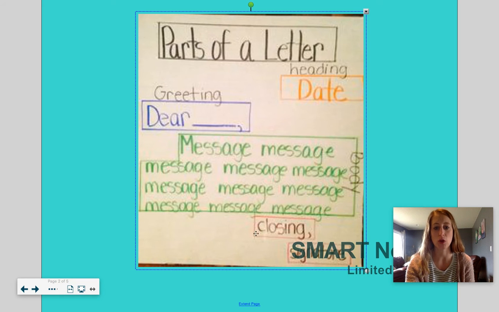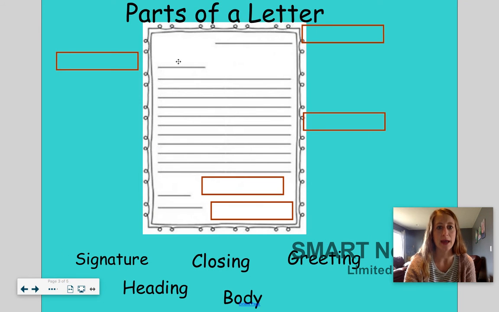Then we have the closing. When you're saying goodbye, you might say sincerely, your friend, love. And then your name is the signature. It's how you write your name. So let's try this. Look closely. Heading, greeting, body, closing, signature. Remember that song? Heading, greeting, body, closing, signature. So looking here, we have parts of a letter.